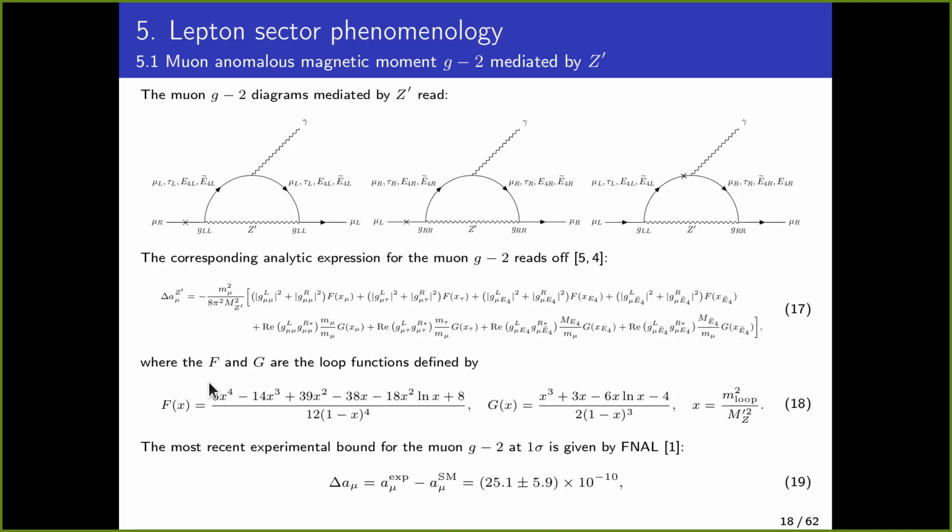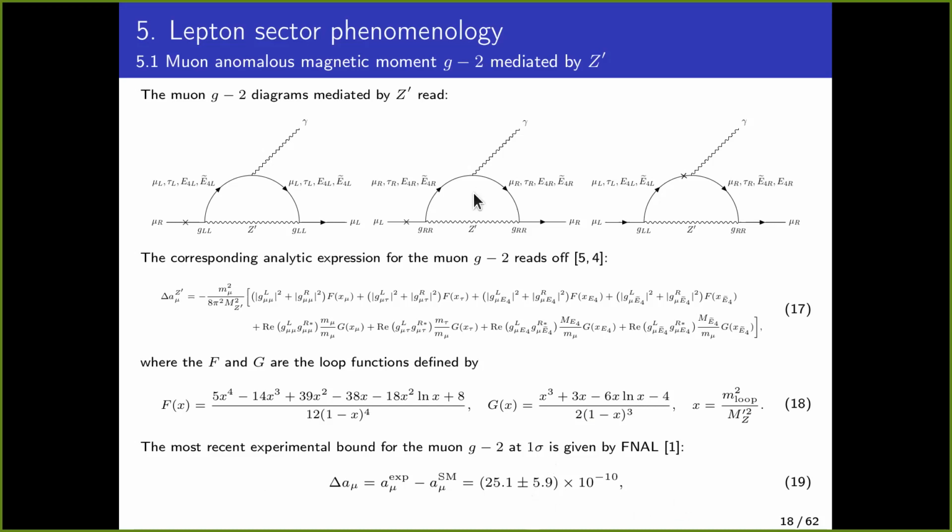Here f and g are the loop functions defined in this loop, and x is the ratio between the mass running in the loop and the Z-prime mass. The most recent experimental bound for the muon g-2 at 1 sigma is given by Fermilab, which gives rise to a 4.2 sigma deviation from the standard model.